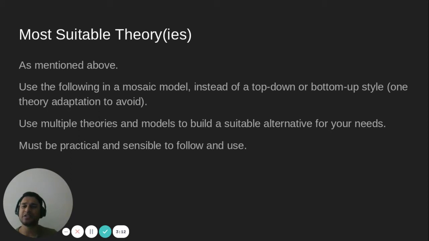More suitable theories, as mentioned above, use the following in a mosaic model instead of top-down or bottom-up style. One theory adaptation to avoid because it doesn't fulfill the requirements. Use multiple theories and models to build a suitable alternative for your needs. Must be practical and sensible to follow and use, and easy to use as well.